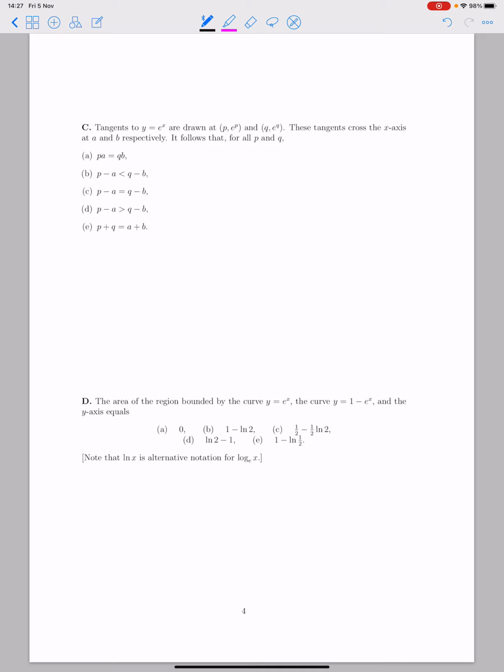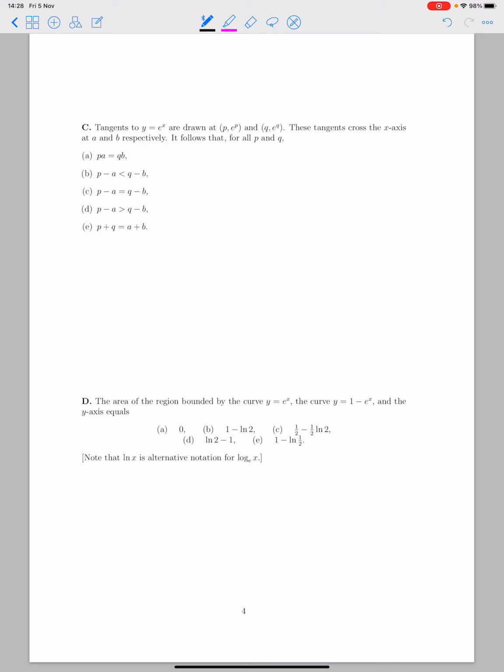So question D. We want to find the area of the region bounded by the curve y equals e to the x, the curve y equals 1 minus e to the x, and the y-axis. Now, I was a bit thrown in the exam. I overcomplicated it. I thought, if it's bound to the y-axis, I'm used to things being bound to the x-axis, so I'm going to have to rotate it, which was much, much more difficult than it needed to be. So what I'm going to do now is the proper method.